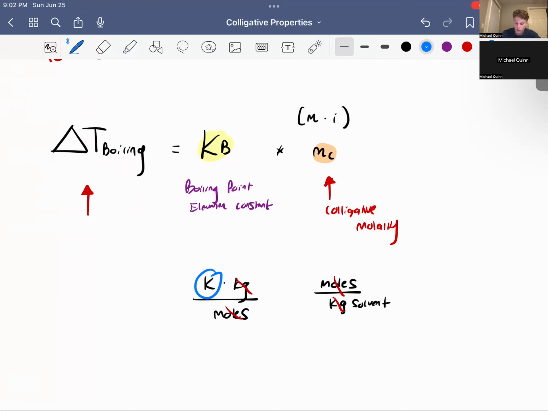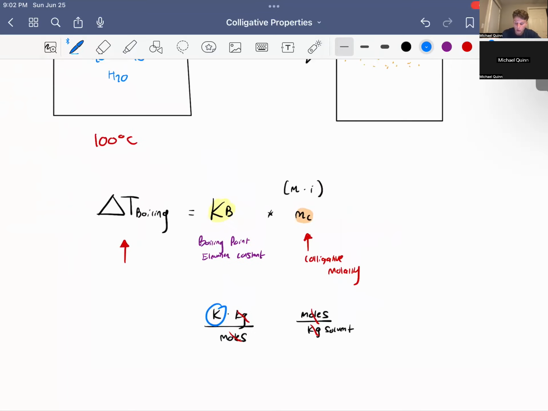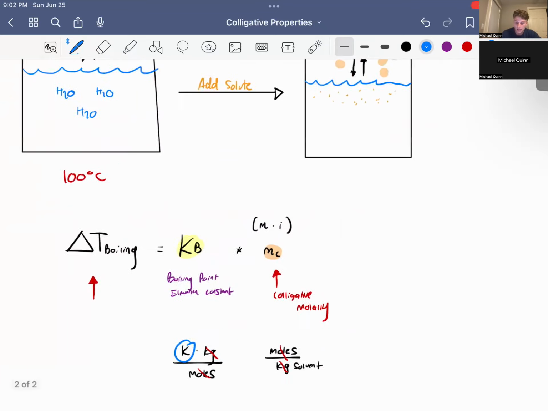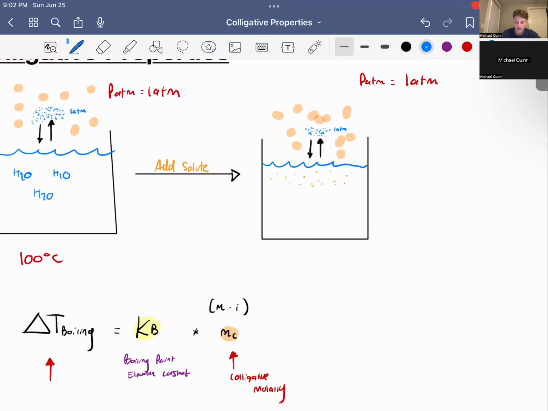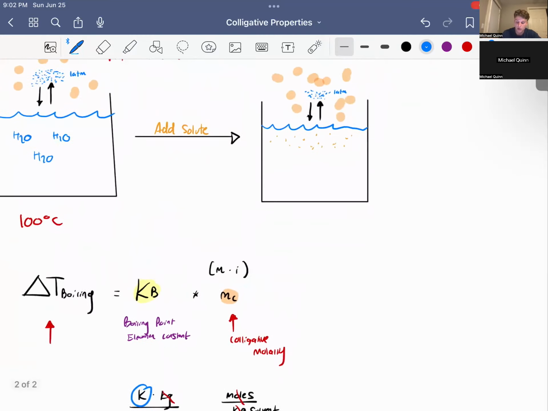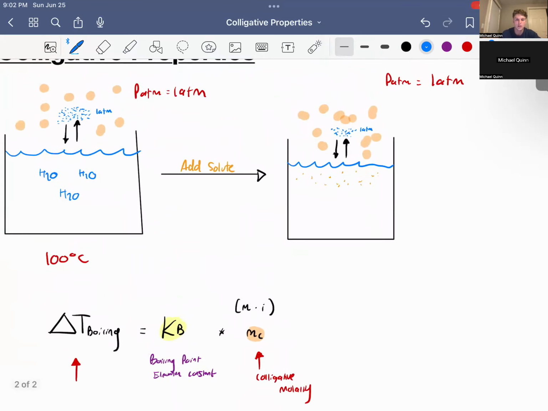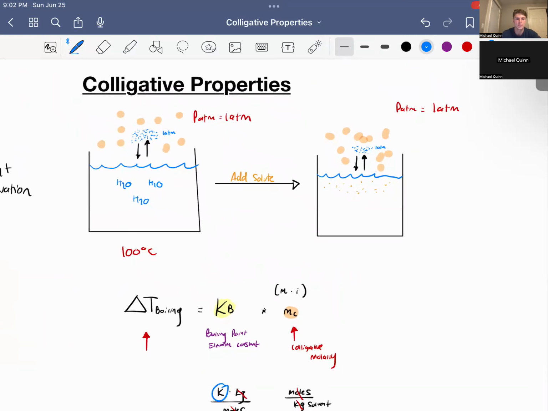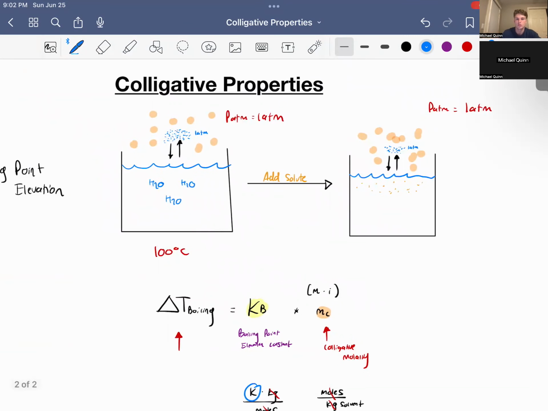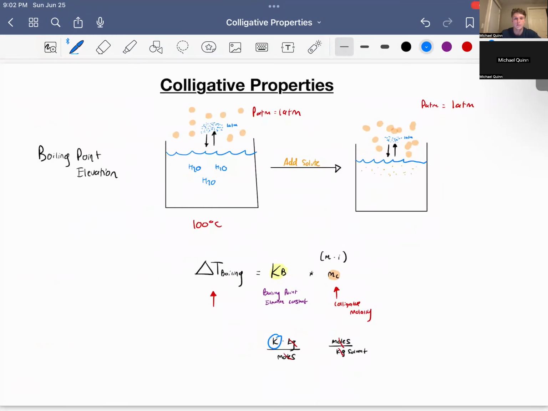So using this formula, we could plug in our boiling point elevation constant, and we could plug in how many moles of solute we have, keeping in mind the I factor, divided by the kilograms of solvent we have, so how much water or how much of a liquid we have. And when we plug that in, that would tell us the change in temperature boiling. So if the change was 3 degrees Celsius and we're dealing with water, the new boiling point with that much solute in it would be 103 degrees Celsius, because that's the change. So this is how you solve for boiling point elevation.